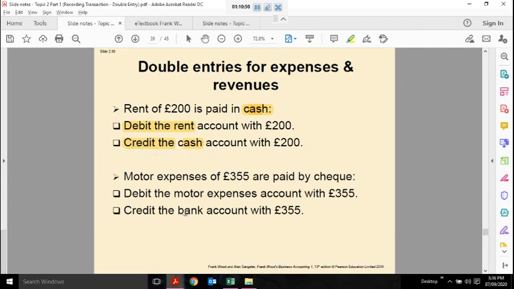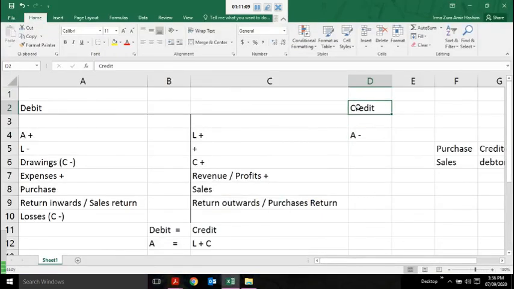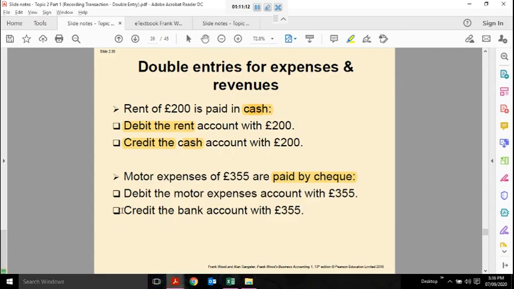Okay, next, motor expenses of 355 are paid by check. So the form of payment is by check. Now it's paid. Check, it's bank, right? Bank account. So what will happen to your bank account? Your bank account position will become lesser, right? So when your asset becomes lesser, you will record it as credit. That's why here credit bank account. Meanwhile, you will record the motor expenses as debit.